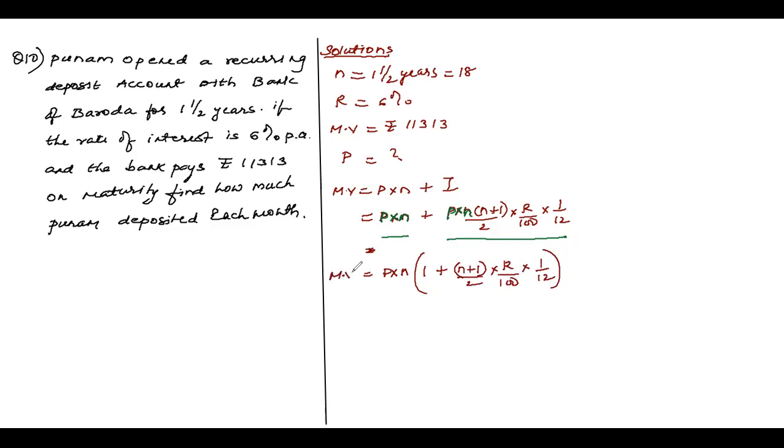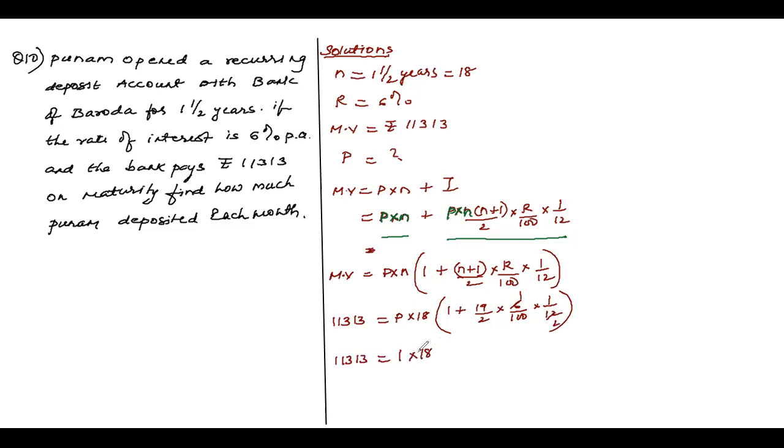What is the maturity value equal to? Maturity value is 11,313, equal to P into N outside. How much is P, children? We don't know. But how much is N? N, I know, is 18, children. And inside the bracket, 1 plus 19 upon 2 into R, which is 6 upon 100 into 1 by 12. If you want, you can simplify. So 11,313 is equal to P into 18.